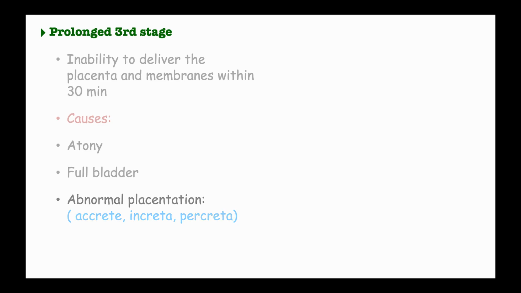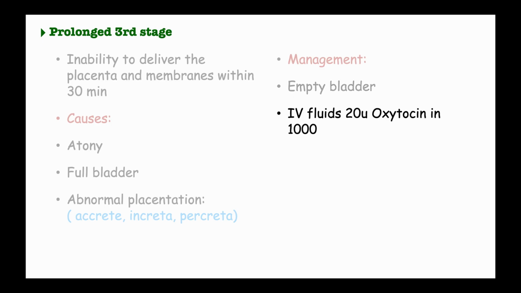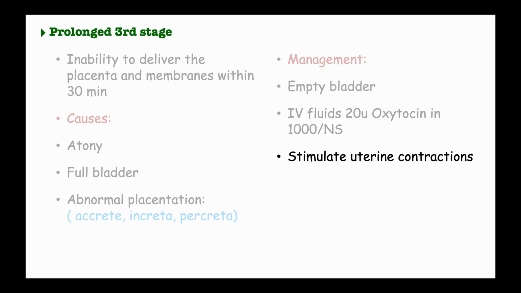And so, how do we manage the prolonged third stage of labor? We have to make sure that the bladder is empty at all times. Then we have to give IV fluids with 20 units of oxytocin in 1 liter of normal saline. Now, we have to make sure that the uterus is contracted. Once the uterus is contracted, we can try again to deliver the placenta by controlled cord traction. And so we must continuously stimulate the uterus to contract.